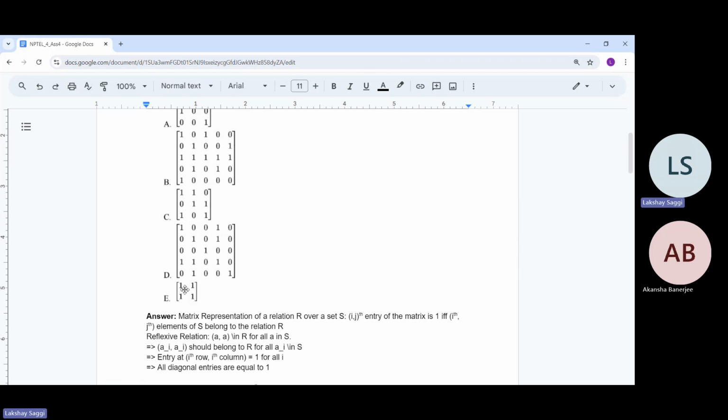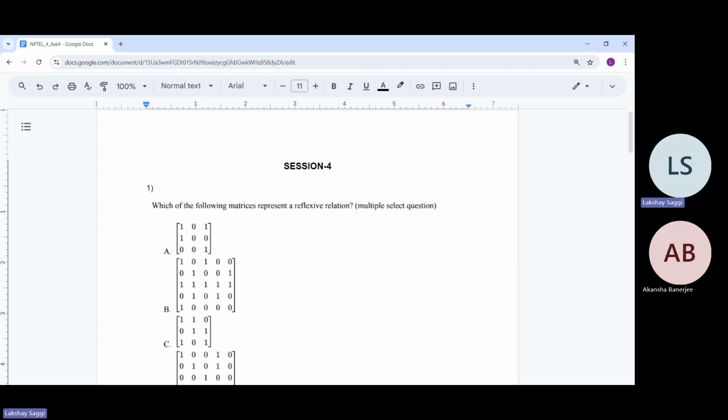But note that in option E, entry 2 comma 1 is actually equal to entry 1 comma 2. So this is actually a symmetric matrix. Like for all i, j, the i comma jth entry is equal to the j comma ith entry. So only option E is symmetric. Option A is not symmetric.